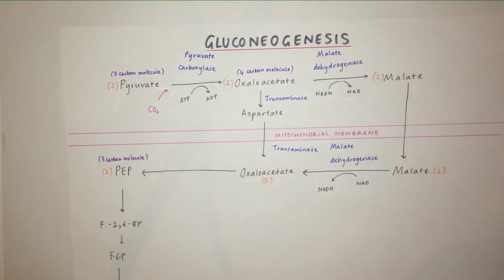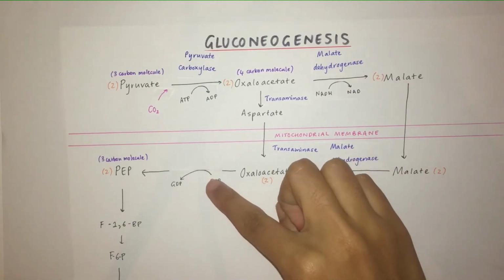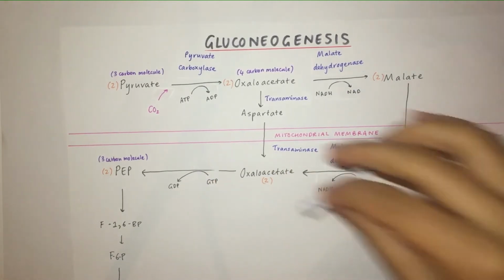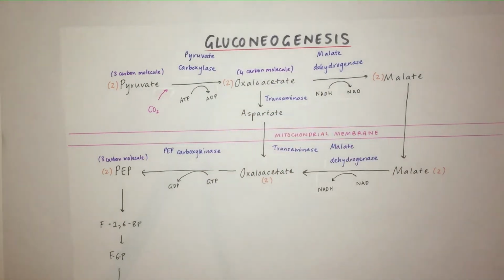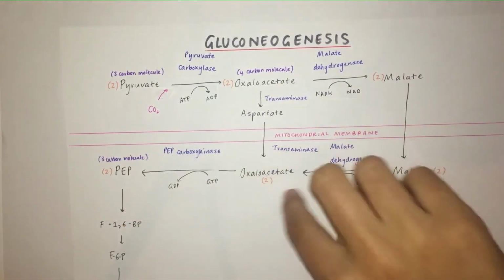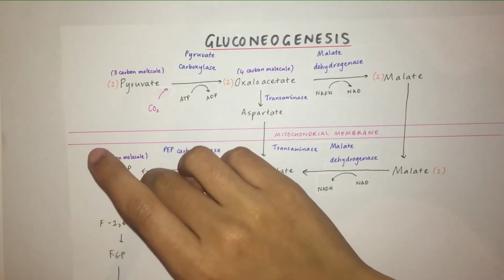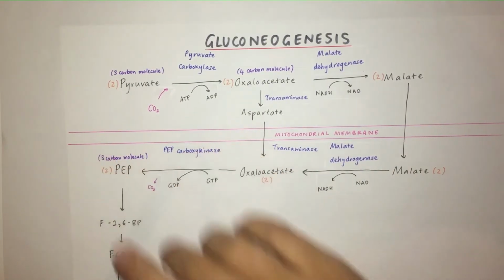So now we have this oxaloacetate, which is a 4-carbon molecule. We need to convert it to a 3-carbon molecule, PEP, which is part of glycolysis, as you would remember. And we can use PEP to go backwards in glycolysis and produce glucose in the end. So oxaloacetate is converted to PEP through PEP carboxykinase, which converts a GTP to a GDP. A GTP is very similar to an ATP, it just has a different name. So we'll keep that in mind, and because this is a 4-carbon molecule and this is a 3-carbon molecule, we have to lose a carbon dioxide in this process.